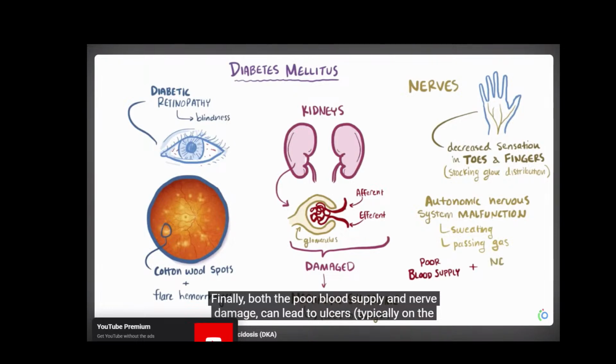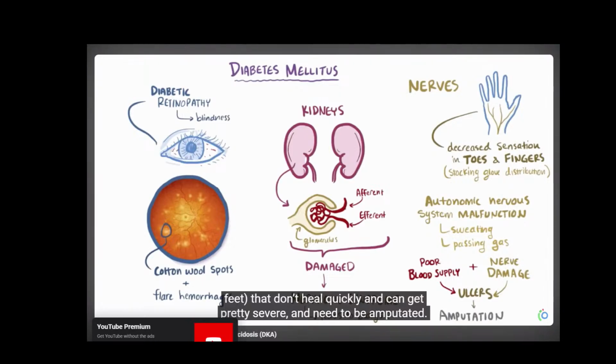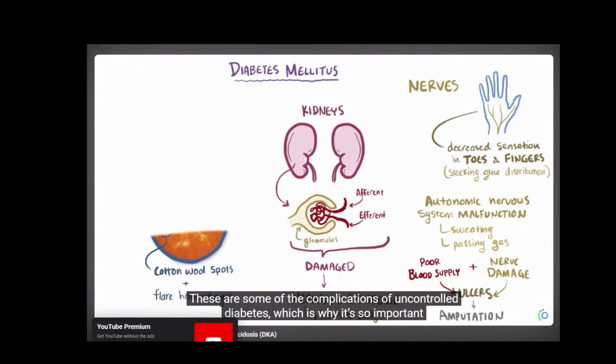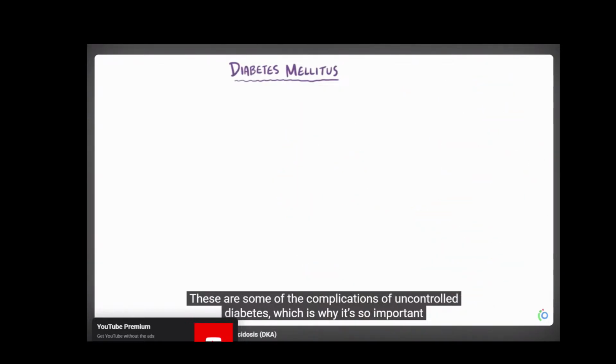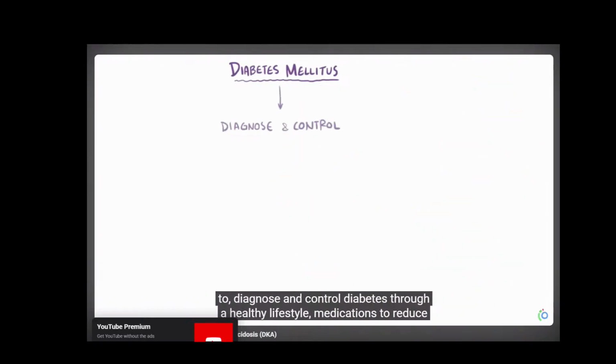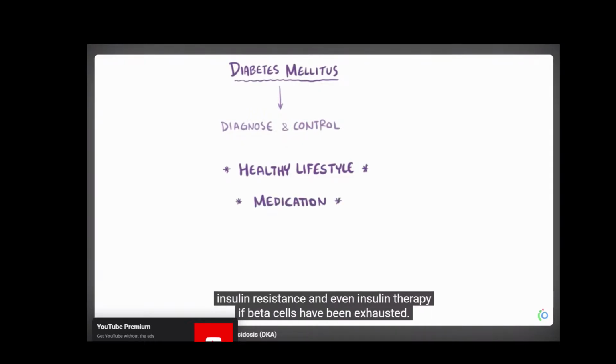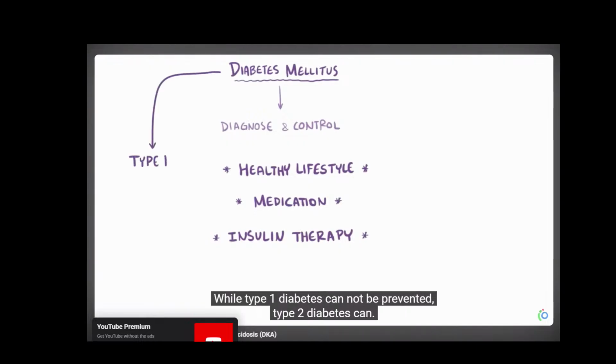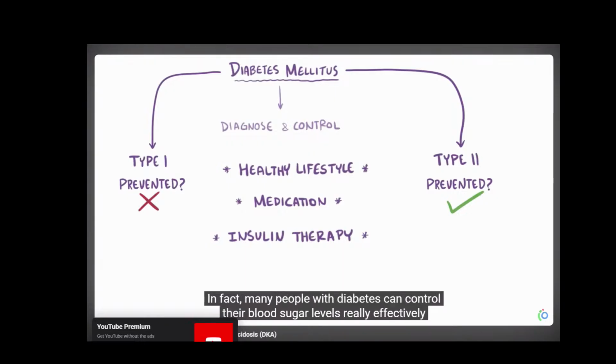Finally, both the poor blood supply and nerve damage can lead to ulcers, typically on the feet, that don't heal quickly and can get pretty severe and need to be amputated. These are some of the complications of uncontrolled diabetes, which is why it's important to diagnose and control diabetes through a healthy lifestyle, medications to reduce insulin resistance, and even insulin therapy if beta cells have been exhausted. While type 1 diabetes cannot be prevented, type 2 diabetes can. In fact, many people with diabetes can control their blood sugar levels really effectively and live a full and active life without any of the complications.